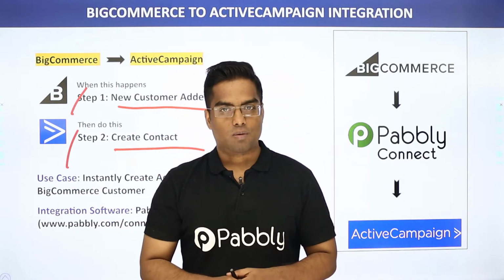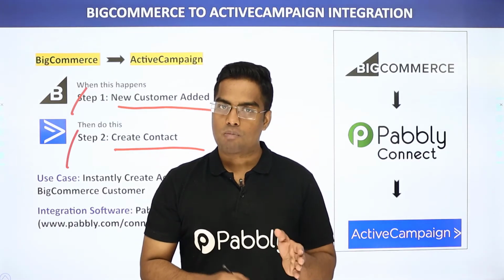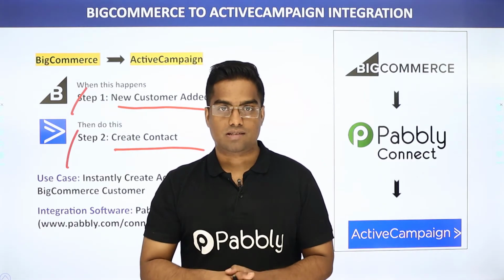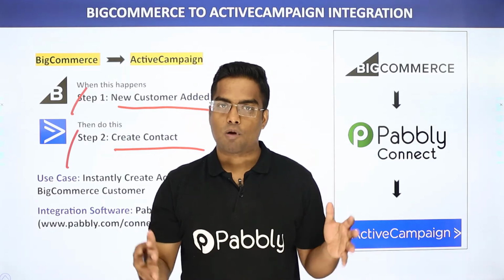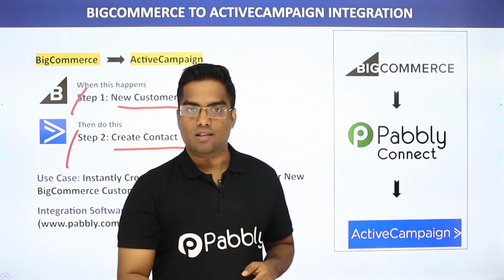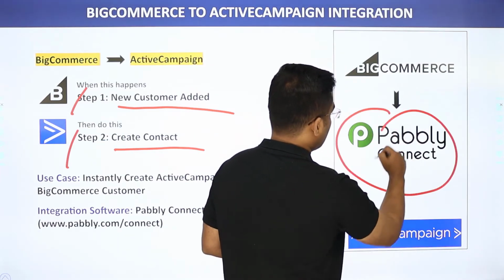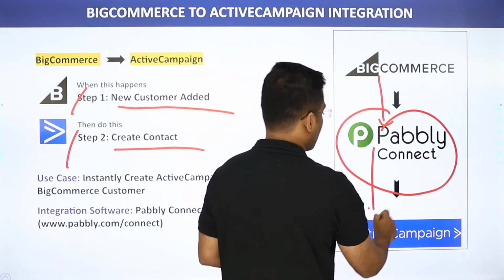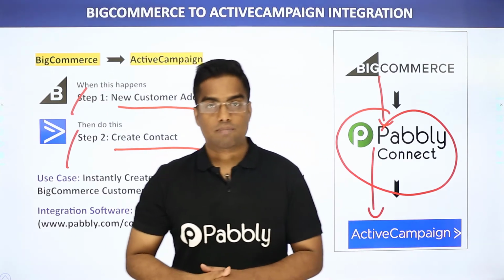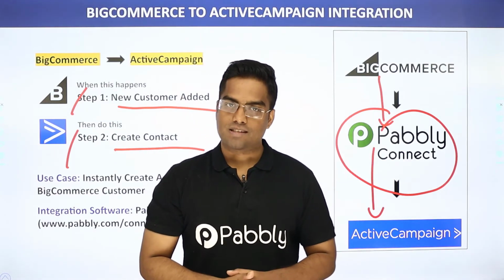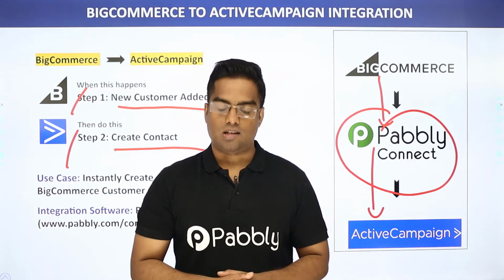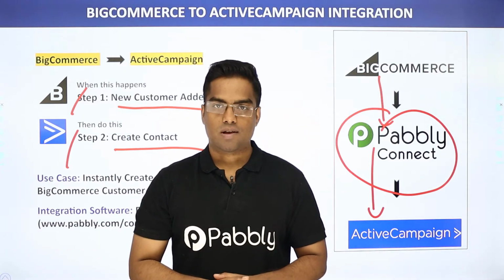But there's one minor problem. There is no integration between BigCommerce and ActiveCampaign. So in cases like these, we need to bring a third app to properly connect them both. In this video, we will be using Pabbly Connect to integrate BigCommerce and ActiveCampaign. And the best part of using Pabbly Connect is that there is no need for coding skills or programming knowledge. It can be done easily. Let me show you on my screen.